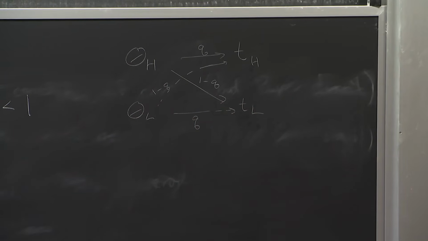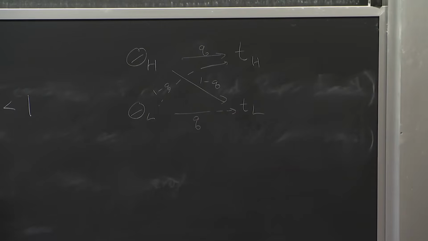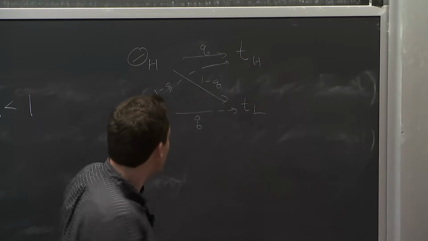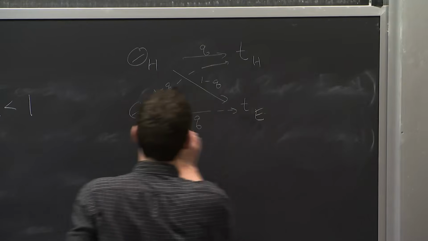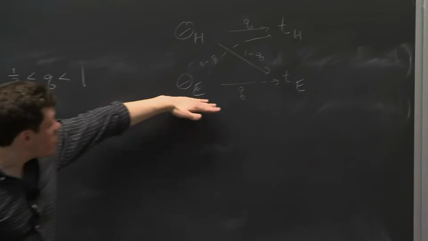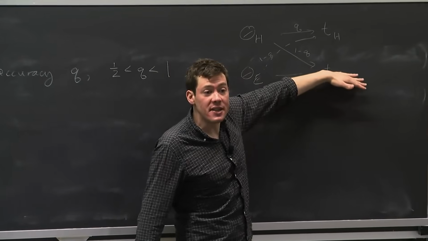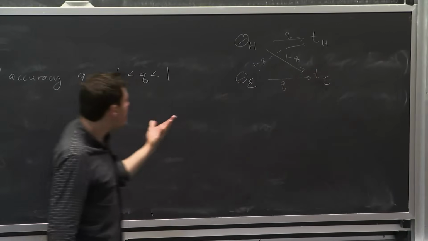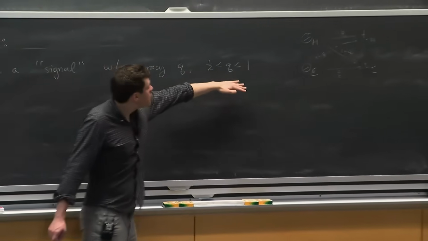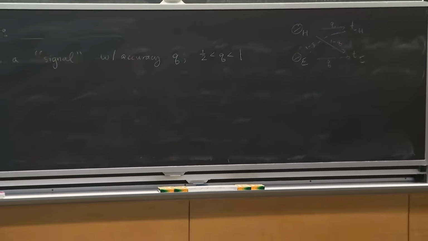Let's understand: if I allowed q to be 1, then if the project is hard, they always get the signal that it's hard. Similarly, when the project is easy, they always get the signal that suggests it's easy. So the case of q equals 1 is exactly what we already studied over here. But now we're going to generalize to this case. What if q was a half? What would that correspond to?